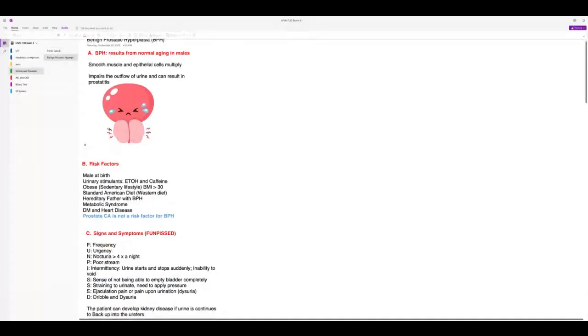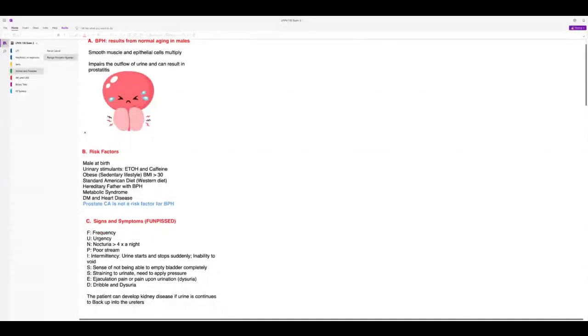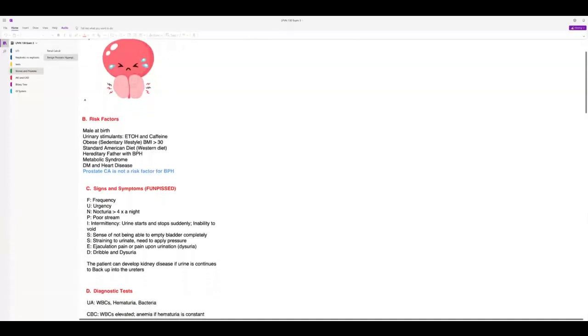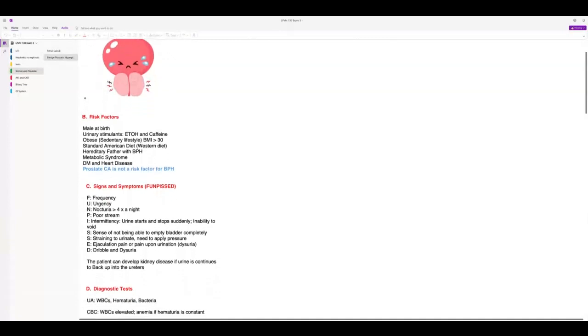Urinary stimulants like alcohol and caffeine. People that are obese, people that live in America and eat the standard diet. If your father had BPH, that's going to make a man more at risk. People with metabolic syndrome, and people with diabetes or heart disease.